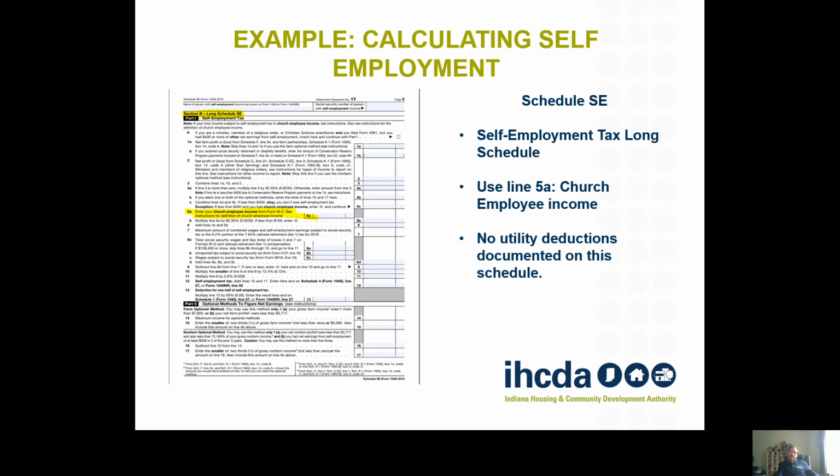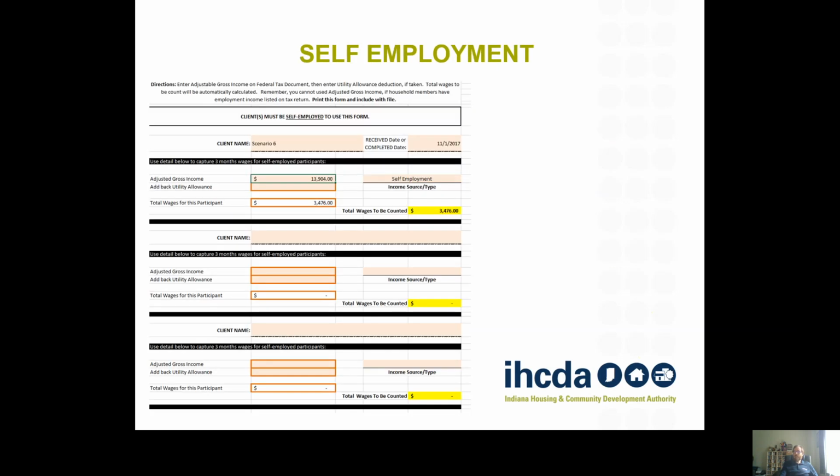Schedule SE is a self-employment tax long form schedule, and we only use this in very specific cases where they had a church employee income. Because of the nature of the Schedule SE, there were no utility deductions available to be taken, so we didn't need to worry about looking for that.